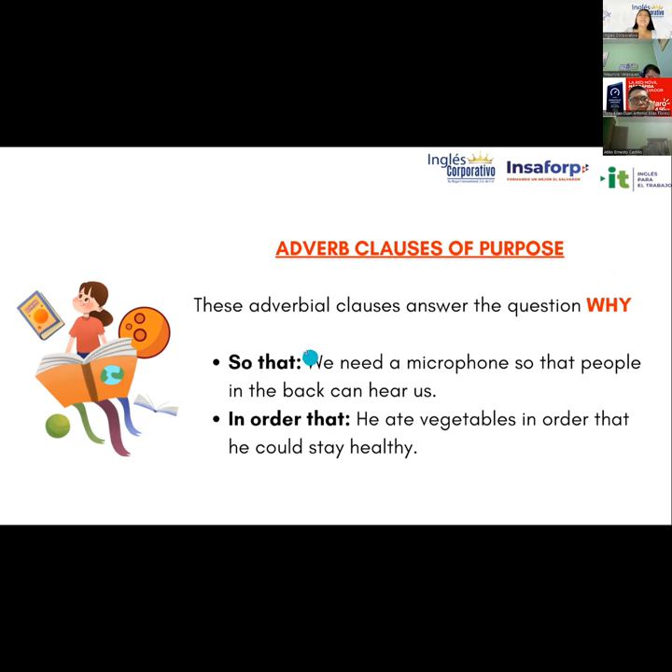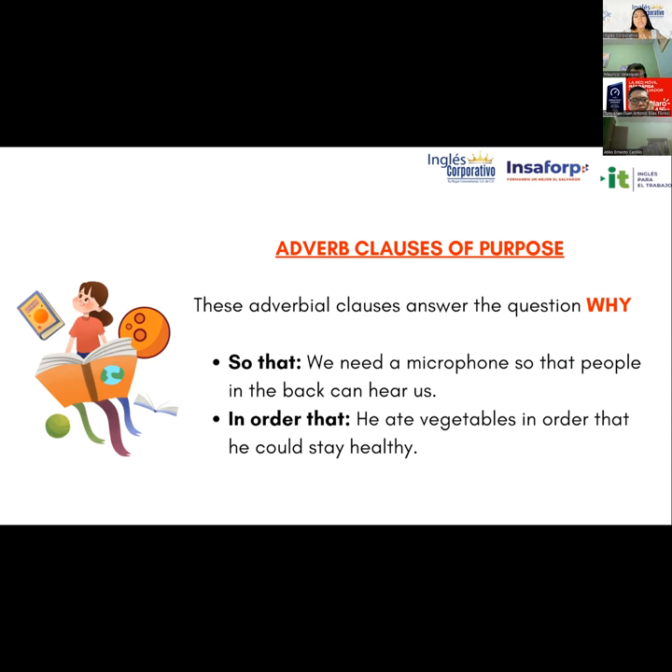So that is like saying para que, de manera que, right? In order that is almost the same, para, and we have a reason, because it answers the question why. We need a microphone so that people in the back can hear us. All right, so necesitamos un micrófono para que las personas de atrás nos puedan escuchar. Purpose. Why do you need that microphone? Right? So that people in the back can hear us.